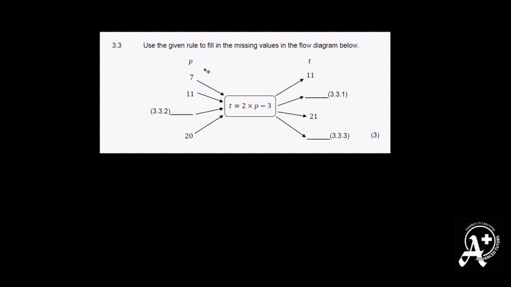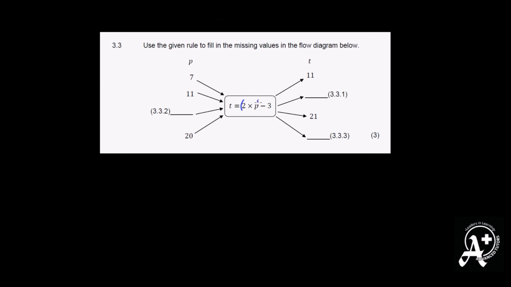In 3.3, they tell us use the given rule to fill in the missing values in the flow diagram below. Right, so they give us P on the left-hand side and T on the right-hand side, and they give us our rule in the middle here. So the first thing I want you to realize is let's look at BODMAS to analyze our rule, and we've got 2 multiplied by P minus 3, but we know we're looking at BODMAS.